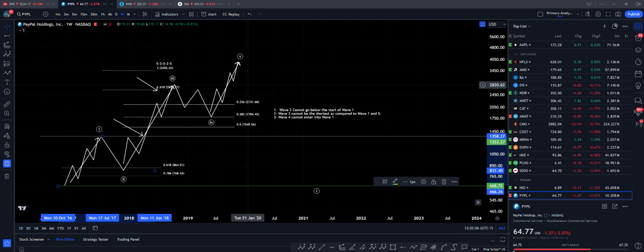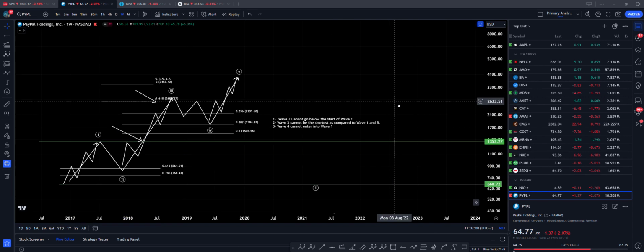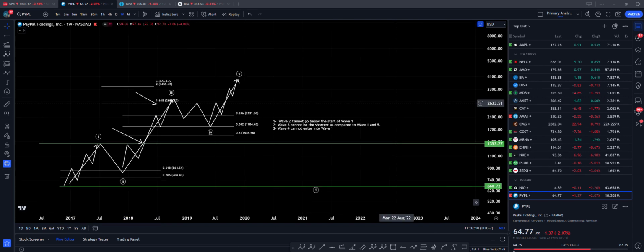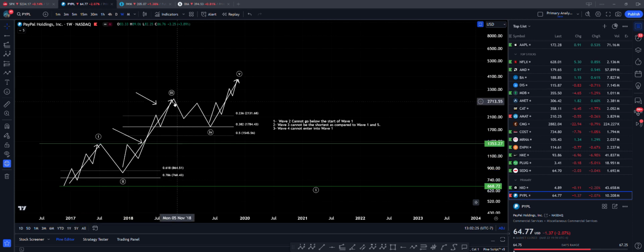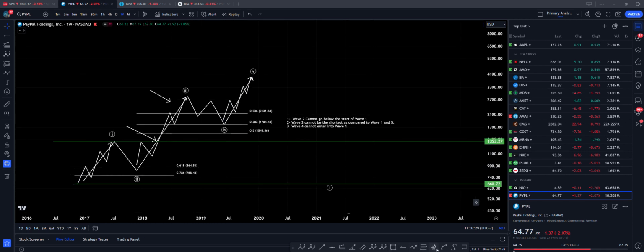So 161% can be 200% and can be like 361%. Recently, in the case of SMCI, I saw it going up to 461%. That was a very rare case. It doesn't happen like that. Generally, you'll be limited somewhere around 161 to 261%. Anything beyond that are rare cases. So that's your extension for wave 3. We talked about the wave 4 retracement.